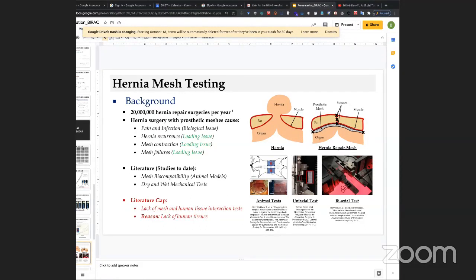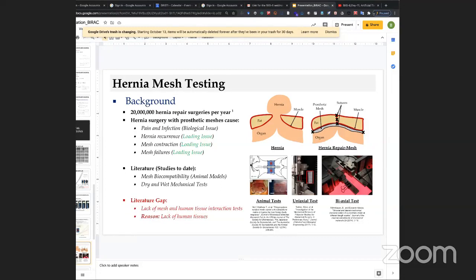The doctor usually puts the organ back and puts in a surgical mesh, which is a polypropylene elastomeric mesh, and sutures the top part so that the mesh creates a hammock in order to not allow that organ to come out. In order to prevent this pain and infection, this procedure is done.